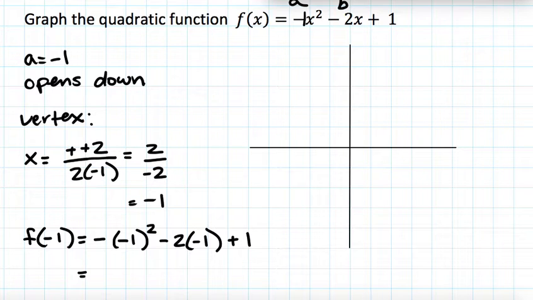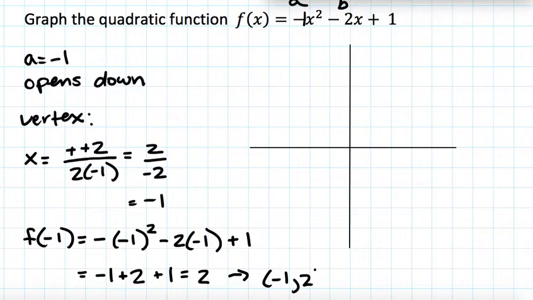So this negative 1 squared is positive 1, which becomes negative 1 once I put the negative sign on. Negative 2 times negative 1 is going to be plus 2, and then I have plus 1. So my y-coordinate, negative 1 plus 2 plus 1, is 2. So my vertex is negative 1 for the x-coordinate, 2 for the y-coordinate. I'm going to plot that right here.